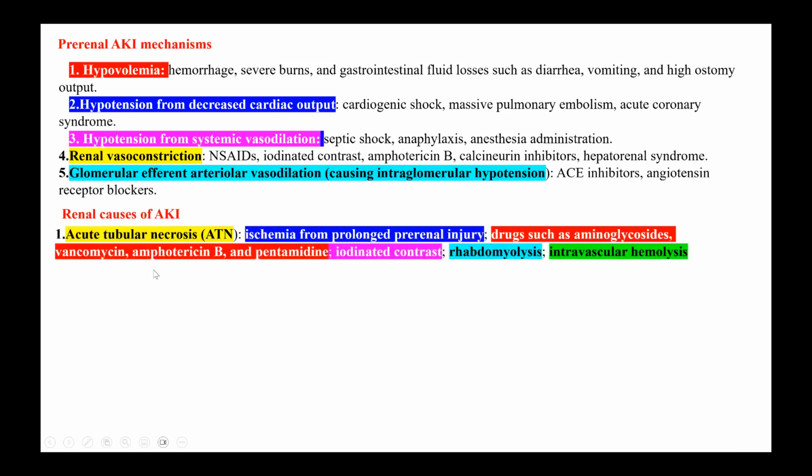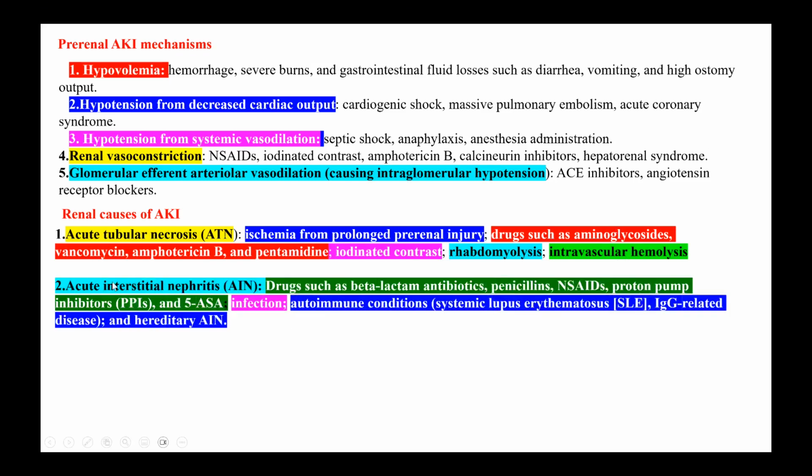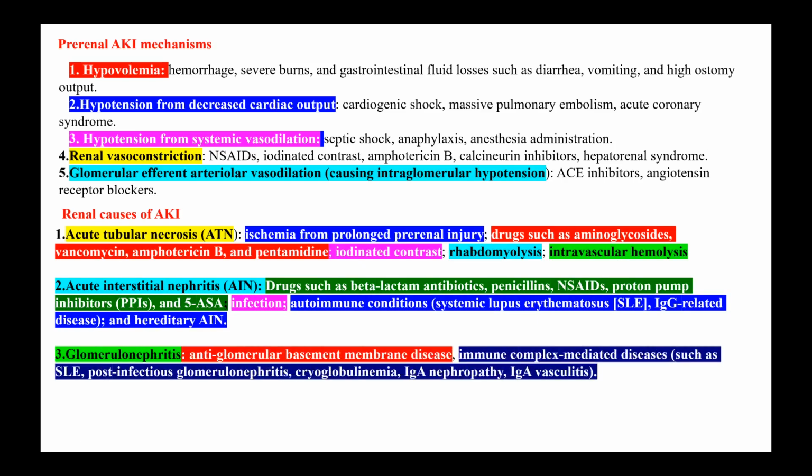Then renal causes of AKI include ATN, ischemia from prolonged renal injury, or toxins such as aminoglycosides, vancomycin, amphotericin, etc., and conditions like rhabdomyolysis or intravascular hemolysis. So there the tubules are affected, and that may be the cause of AKI. Or acute interstitial nephritis with drugs like beta-lactam antibiotics, penicillins, NSAIDs, proton pump inhibitors, infection, autoimmune conditions like SLE, etc. All these things cause acute interstitial nephritis.